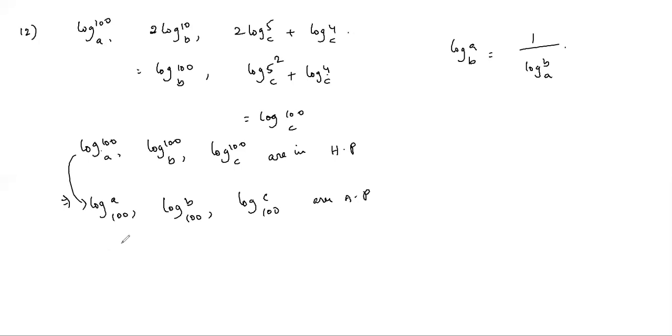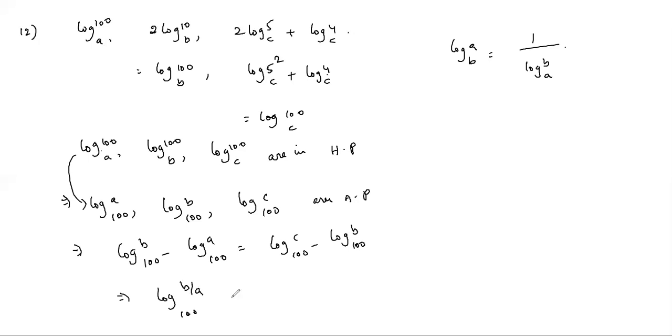Now the differences are the same. Log b base 100 minus log a base 100 equals log c base 100 minus log b base 100. What is log a minus log b? Log a by b. So log b by a base 100 equals log c by b base 100. Both are logarithms with the same base, so you can remove the logarithm. So what you get? b by a equals c by b. Ratios are the same means GP. a, b, c are in GP.